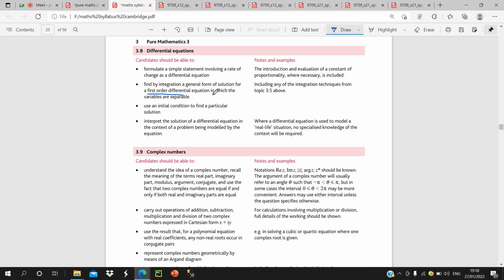Number one, we have what we call the general solution. Can you write the general solution? Then under that, just say it is a solution that contains a constant of integration.